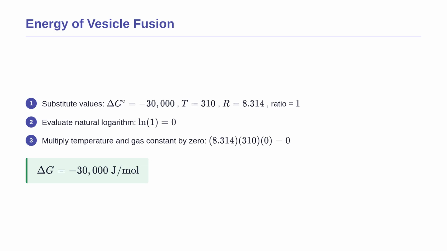Because the natural logarithm of 1 is exactly 0, the entire right side of the addition cancels out completely. This leaves us with a final delta G of negative 30,000 joules per mole. This large negative value means the SNARE proteins act like a loaded spring, snapping shut to release neurotransmitters instantly.